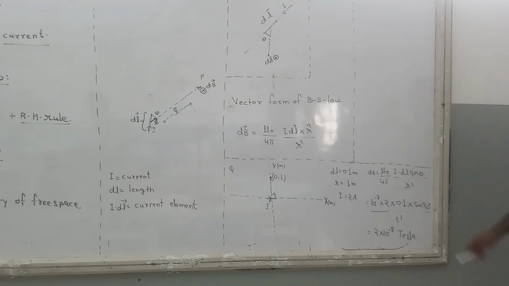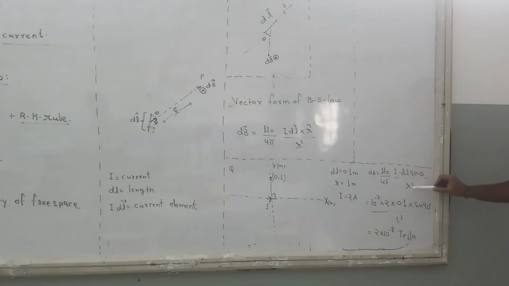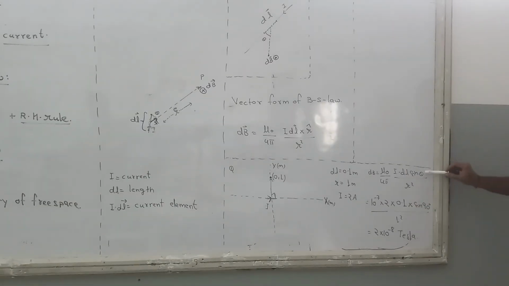So just put these values. Current, dl, r. What is the distance? Distance is 1 meter. So you put 1 square. Sin theta, theta equals 90, so sin 90 equals 1. Put this, and there you have this value: 2 into 10 to the power minus 8 Tesla.